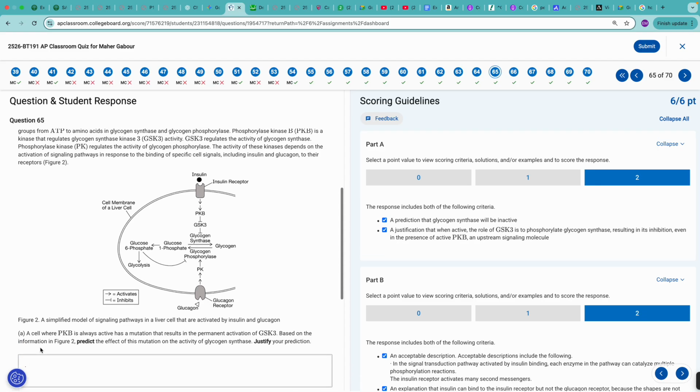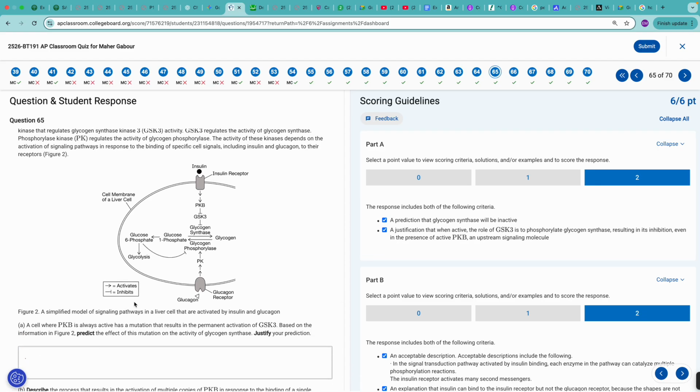Yeah, so let's go. By the way, guys, pay very close attention to this. In this figure, the T inhibits, so it stops. The arrow activates. So the insulin activates the PKB, which inhibits, which stops the GSK3, which stops glycogen synthase. This glucagon receptor will activate PK, which will activate glycogen phosphorylase.